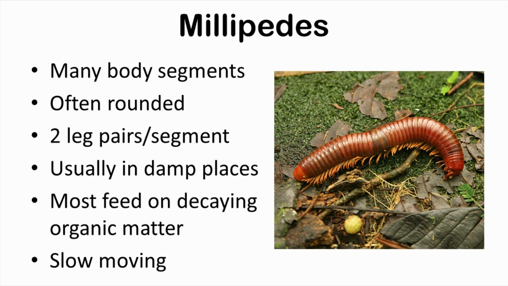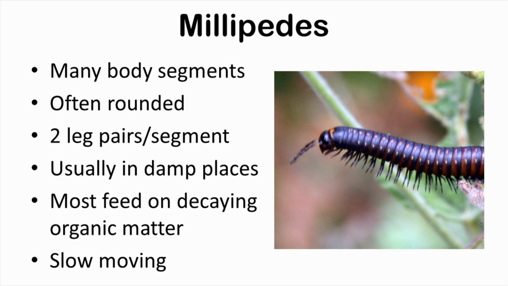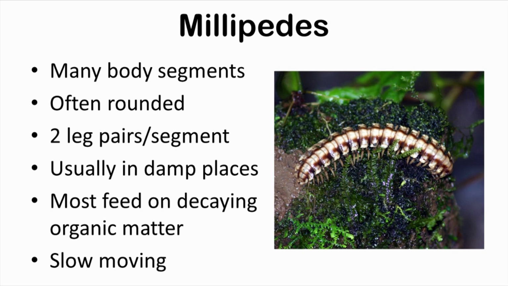The millipedes are a small group of elongated, many-segmented animals whose segments are not organized into body regions like the crustaceans or arachnids are. Their bodies are often, but not always, rounded, and they all have 2 pairs of legs arising from each segment except the head, which has no appendages.